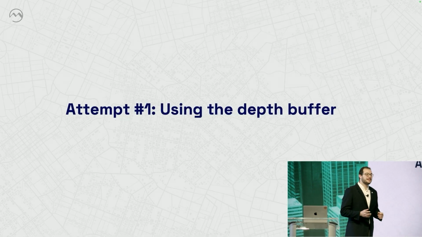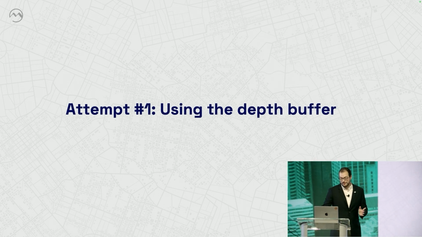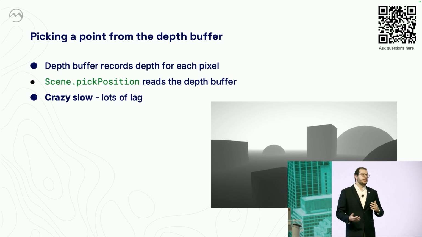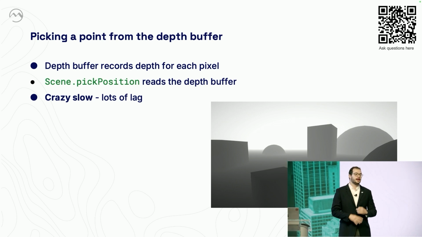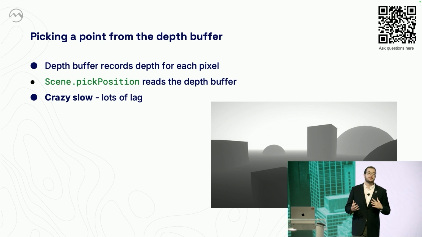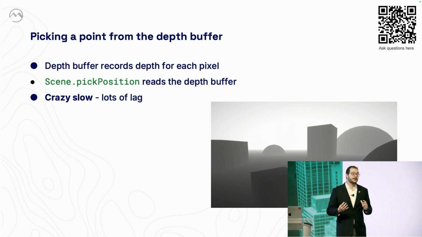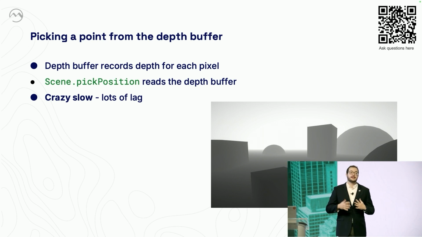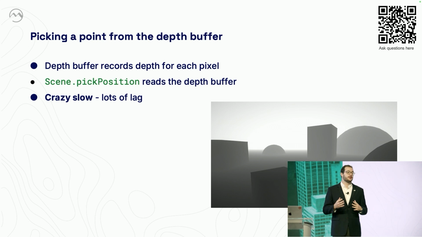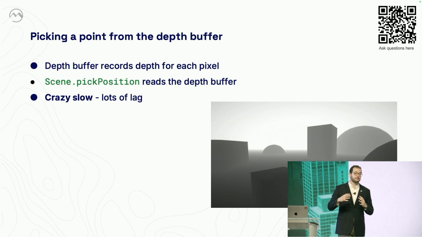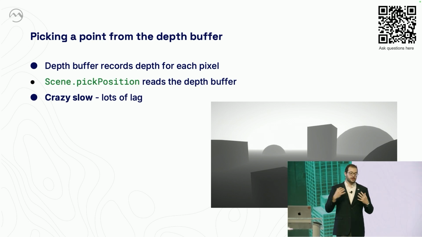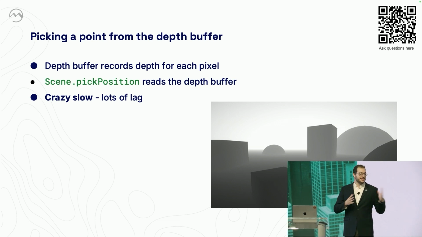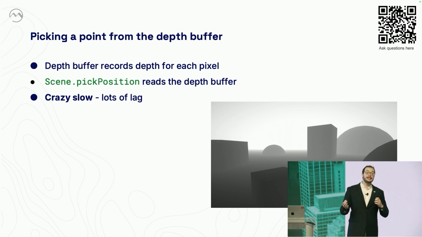Our first attempt was to use the Cesium depth buffer. So when you render a scene on your GPU, in addition to the colors for each pixel, your GPU will also compute something called a depth buffer, the distance between that pixel and the imaginary camera. This is used for things like scene occlusion or culling to make sure that you're drawing things that are behind other things properly, so that things in front show up first. And Cesium has this great method called scene.pickPosition to actually read the depth buffer.